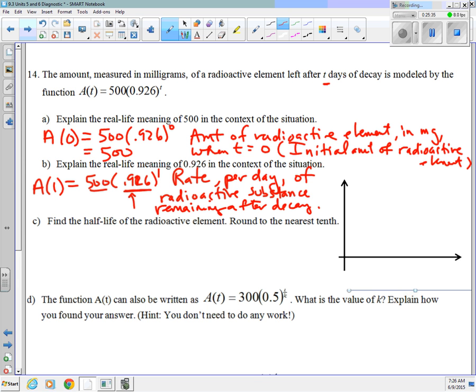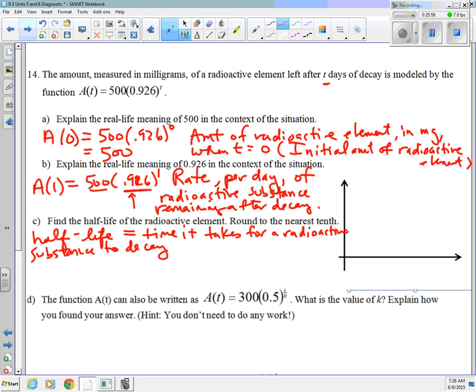Okay. Part C says I'd like to find the half-life. Okay. Well, half-life is the time it takes for a radioactive substance to decay to half of the initial amount. In other words, I want the amount to be 250. So I'm going to solve an equation. 250 equals 500 times 0.926 to the t.